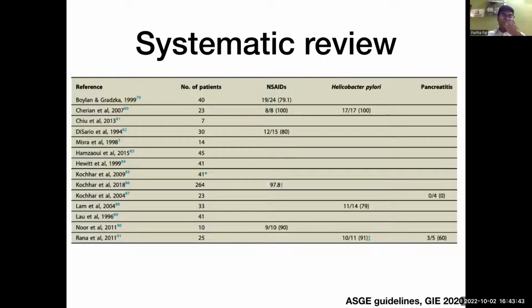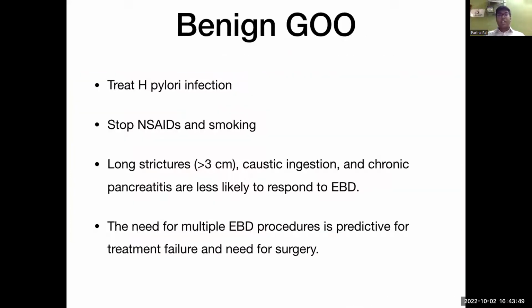So this is a systematic review of all the published studies on the use of endoscopic balloon dilatation in case of gastric outlet obstruction. You should treat H. pylori infection, stop NSAIDs and smoking, because the stricture may not be refractory, but the patient will still be smoking or taking NSAIDs, or the H. pylori infection is not treated. Long stricture, caustic injury and chronic pancreatitis are less likely to respond, and the need for multiple balloon dilatation procedures is predictive for treatment failure and need for surgery.